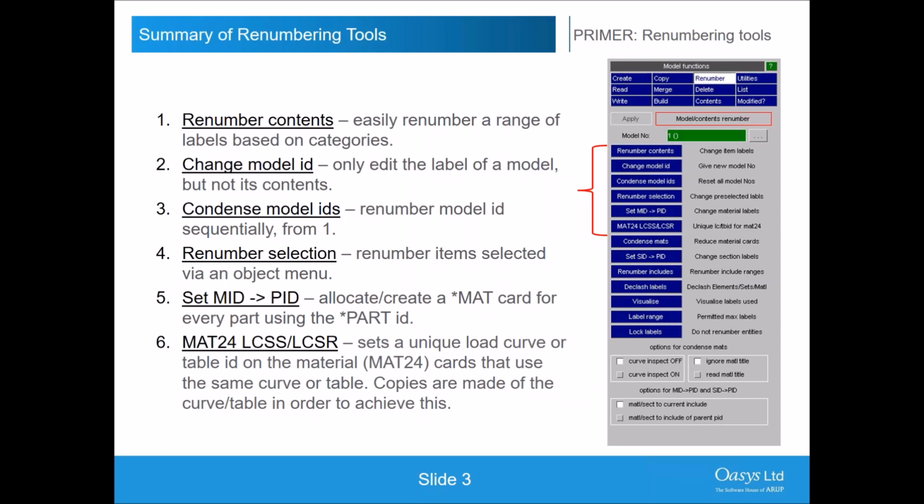Material 24, LCSS and LCSR. Material 24 is the piecewise linear plasticity, and within it, you can reference a load curve or a table. If you choose this option, it will generate a new curve or table for each of the materials you have. We'll talk about why you want to do that later.